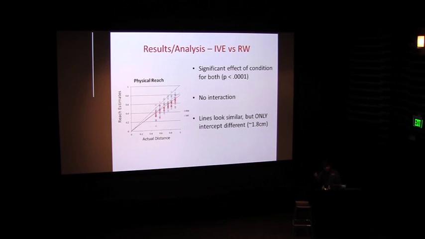And when we remove the interaction term, the percentage of variance accounted for was close to 10%. So the lines look very similar, but only the intercepts differed by quite close to 2 centimeters here. And we found that there was underestimation in both the real world as well as in the IVE condition. And mind you, we are looking at distances that are less than 1 meter.